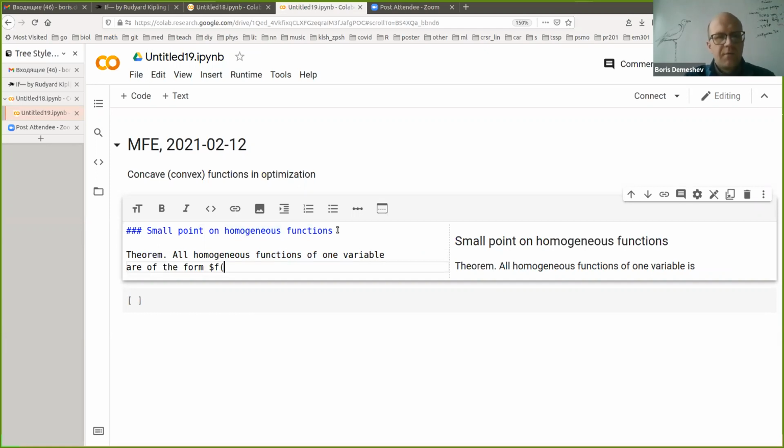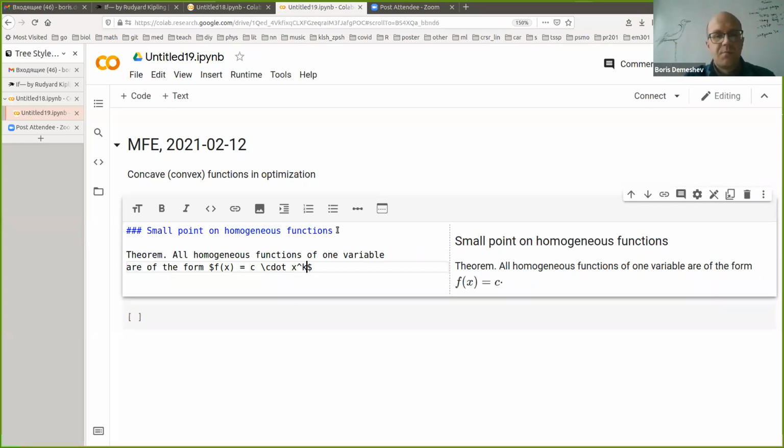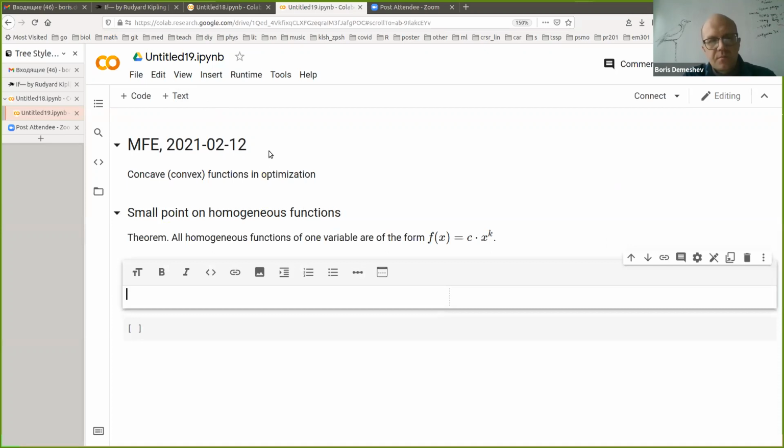form f(x) is equal to some constant times x to the power k. So basically all homogeneous functions of one variable are of this type. That changes in a multivariate setup, but when we work with a function of one variable, then it's very easy. Let's prove it.